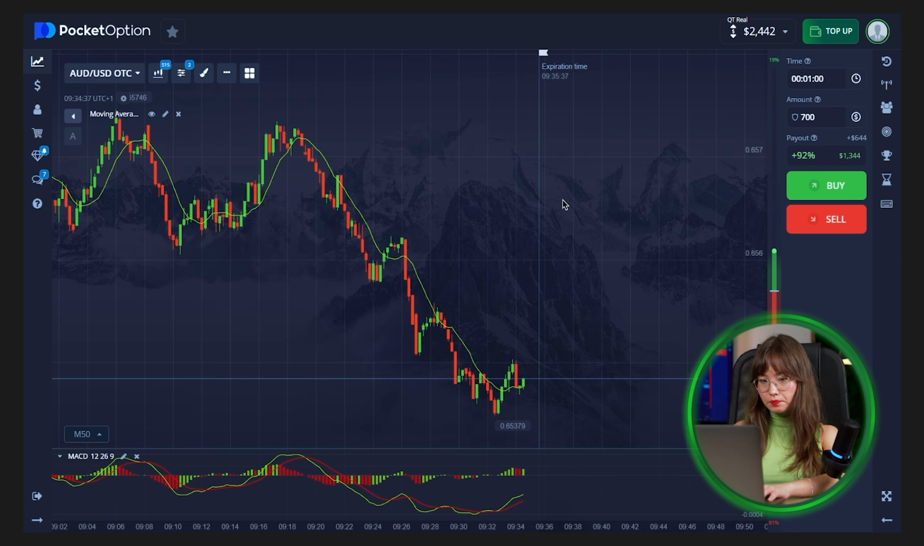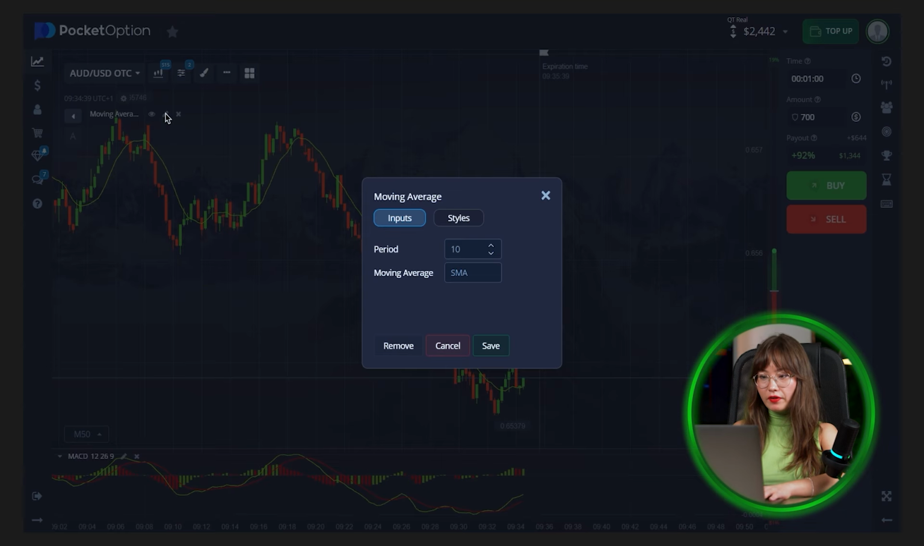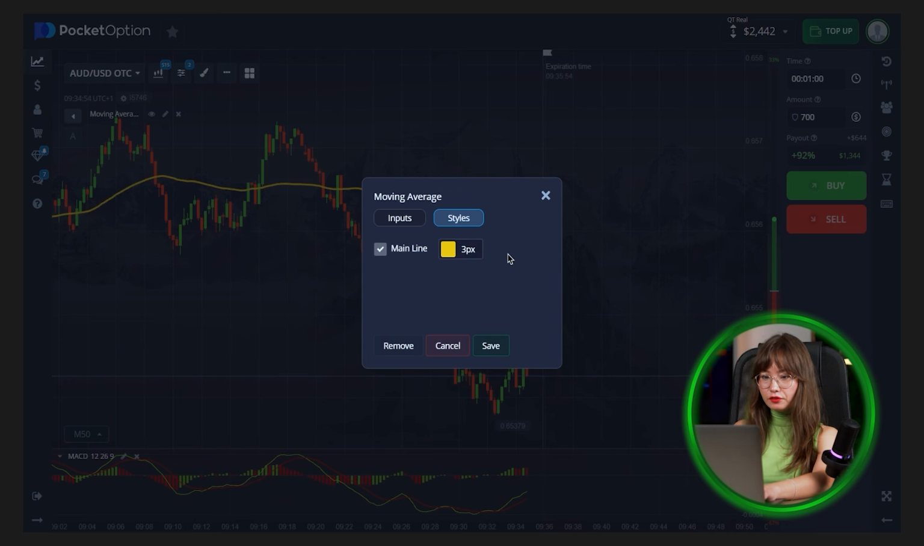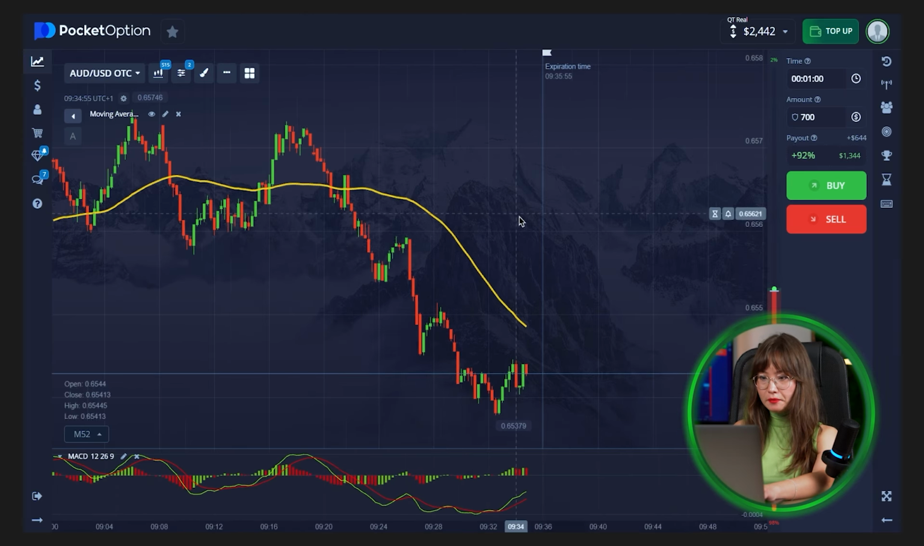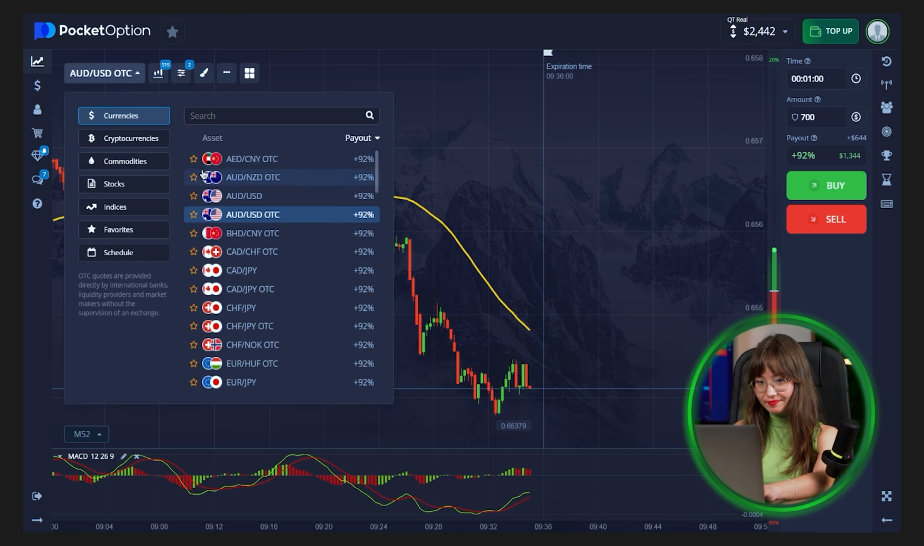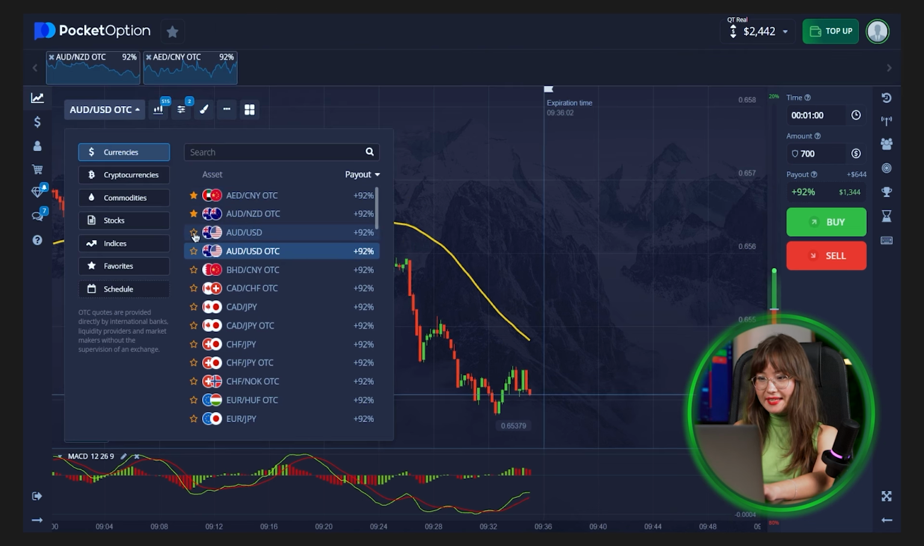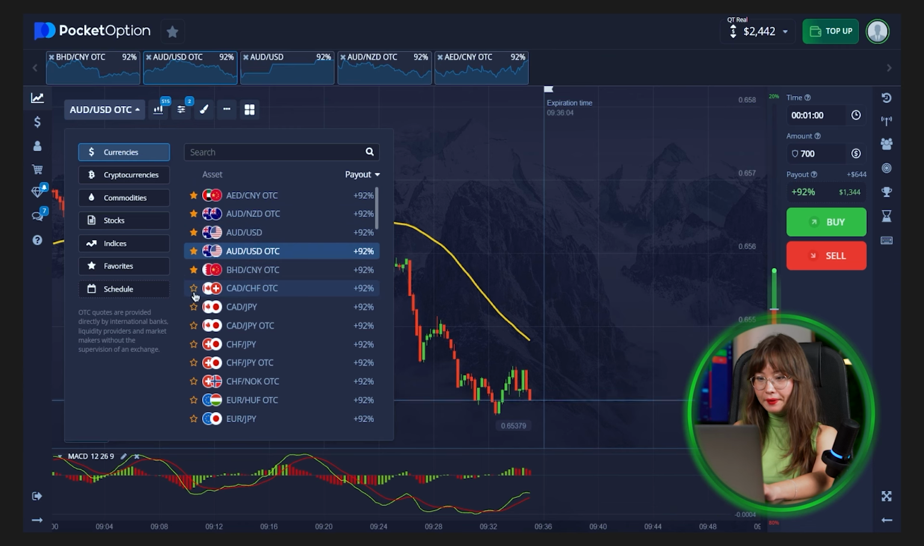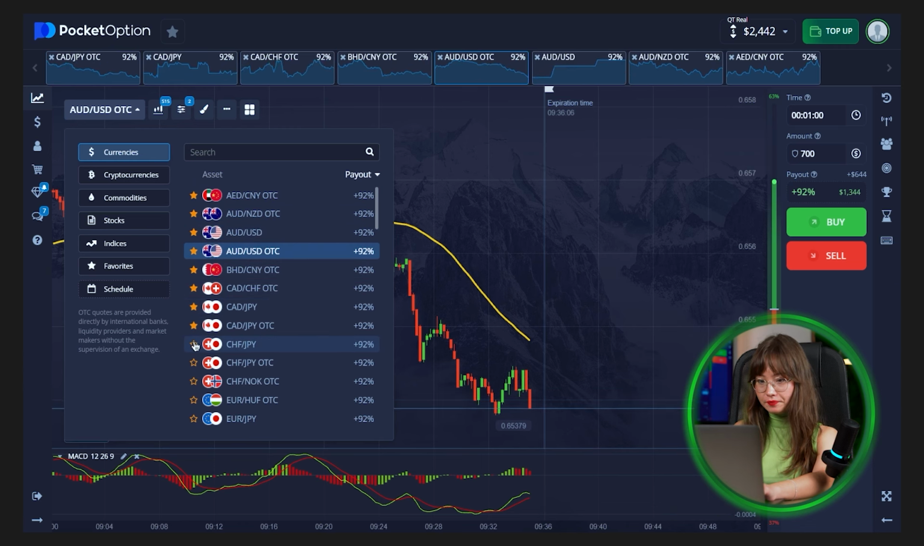First, let's configure the MA. Set the period to 50. Style to 3px and pick a nice bright yellow color. Once we add some currency pairs, we'll be ready to trade.